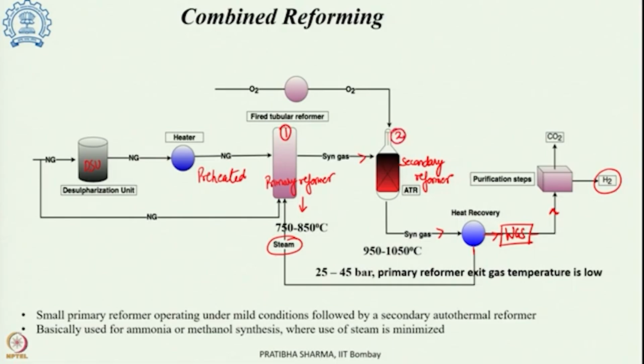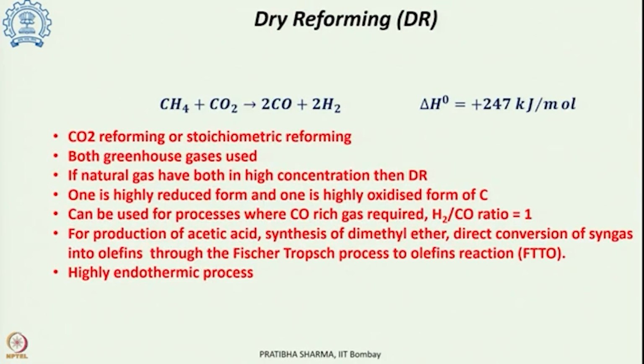There is a primary reformer and then a secondary reformer. This primary reformer is a steam methane reformer which operates under a mild set of conditions. That partially reformed gas goes to the secondary reformer, which is an autothermal reformer. Usually in the method of combined reforming, 2 different processes are combined together so as to get the desired H2/CO ratio, which could be used for various applications, whether it is ammonia synthesis or methanol synthesis, and with this the use of steam could be reduced.